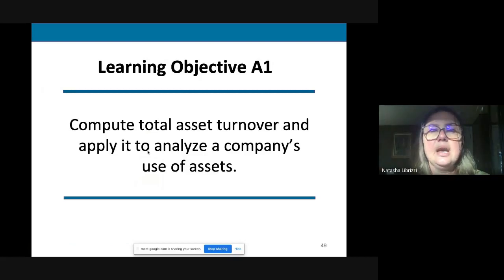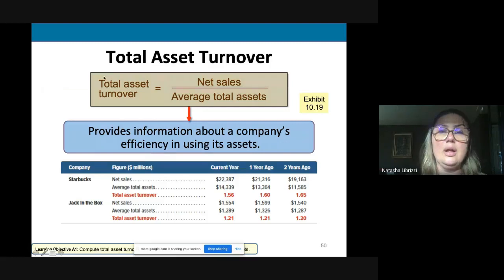And the last thing, we are computing in this particular class ratio analysis as we go through each chapter that relates to that. In this particular chapter, we can compute total asset turnover and apply it to analyze a company's use of its assets. So now we talked about the assets overall. We can look at our net sales and divide it by average total assets. What do we mean by average total assets? You take assets at the beginning of a year, assets at the end of a year, divided by 2.